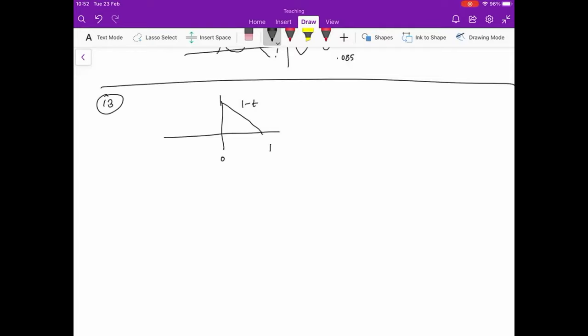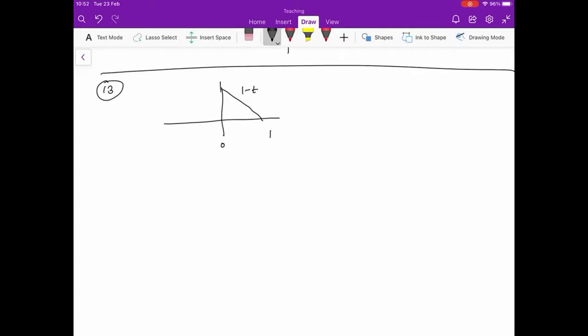To compute the Fourier transform of this, we just go to the equation over here. The transform is going to be the integral from 0 to 1 of 1 minus t, that's x of t, times e to the minus j omega t dt. We just need to do 0 to 1 because it's 0 everywhere else. Expanding this out, it's going to be the integral from 0 to 1 of e to the minus j omega t dt minus the integral from 0 to 1 of t e to the minus j omega t dt.